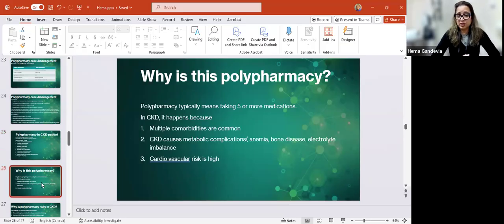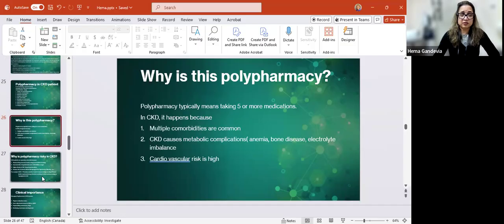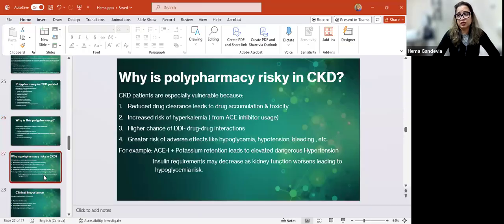And with CKD patients, they do have multiple comorbidities, which is very common in this patient category. CKD is unique because it also creates a lot of metabolic complications in patients, like anemia, bone disease, electrolyte imbalance, just to name a few. And cardiovascular risk is fairly high in CKD patients. So one would say, yes, all the medications that we mentioned are probably necessary. I would think so too. So that is a necessary polypharmacy.